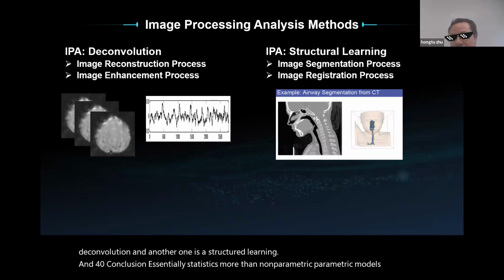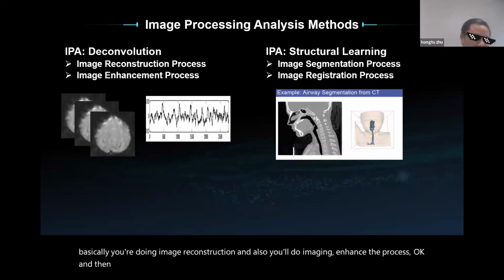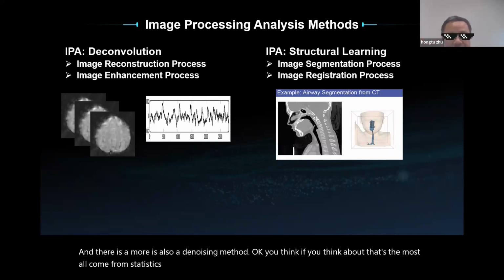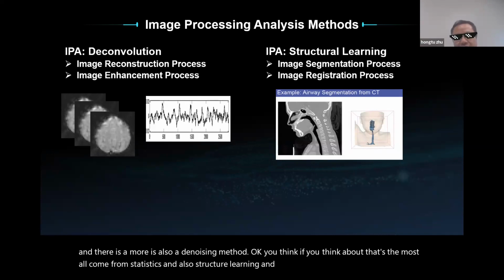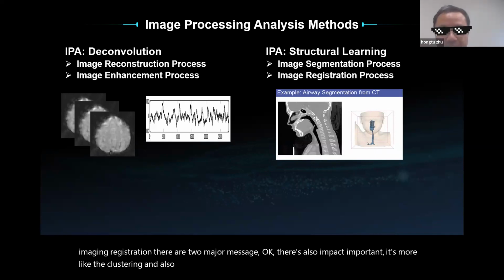For deconvolution, statistics is more like non-parametric or parametric models. Basically, you do imaging reconstruction, and you also do imaging enhancement processing. It's also a denoising method. If you think about it, these all come from statistics. And then structured learning covers imaging segmentation and imaging regression. There are two major methods here, okay, and this is also important. It's more like clustering and also alignment.